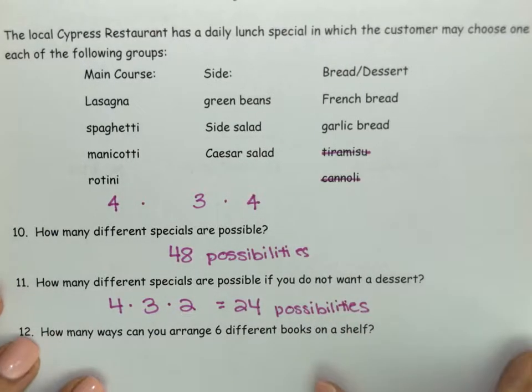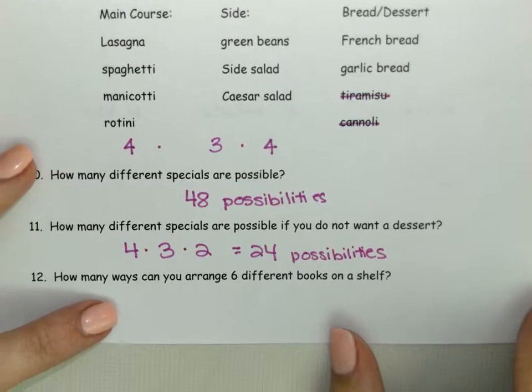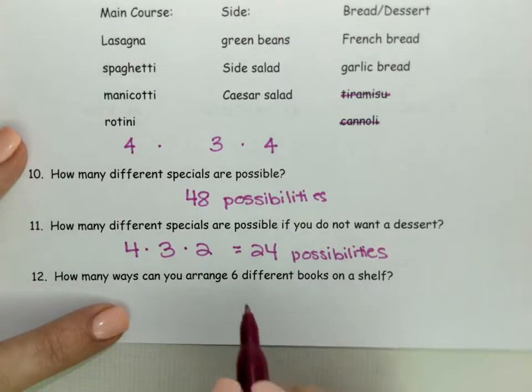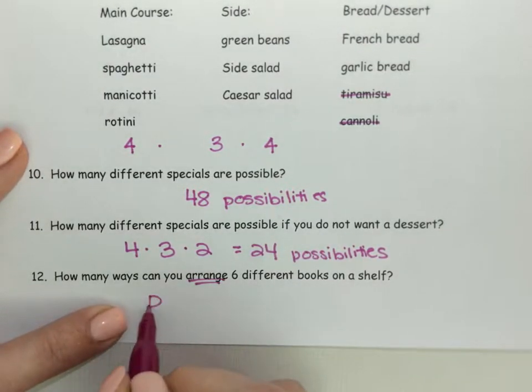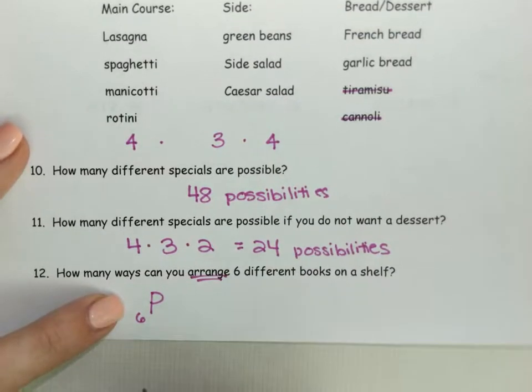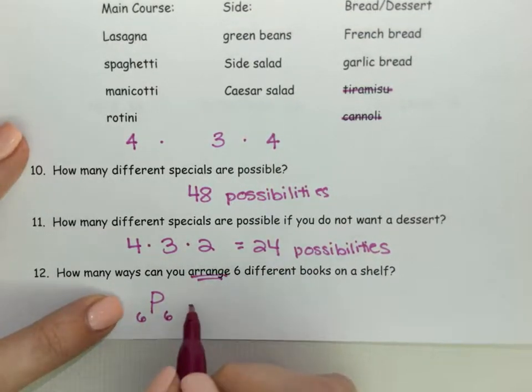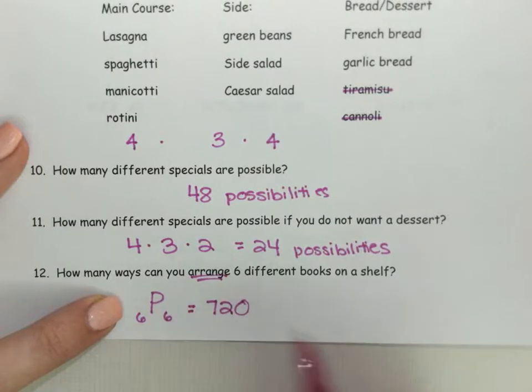How many ways can you arrange 6 different books on a shelf? Because we are arranging them, this is a permutation. So out of the 6 books, we are arranging all 6. And this gives you 720.